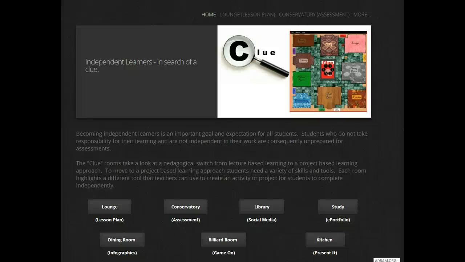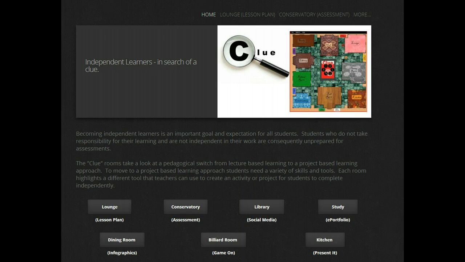Independent learners in search of a clue. Becoming independent learners is an important goal and expectation for all students. Students who do not take responsibility for their learning and are not independent in their work are consequently unprepared for assessments. The clue rooms will take a look at a pedagogical switch from lecture-based learning to a project-based learning approach.